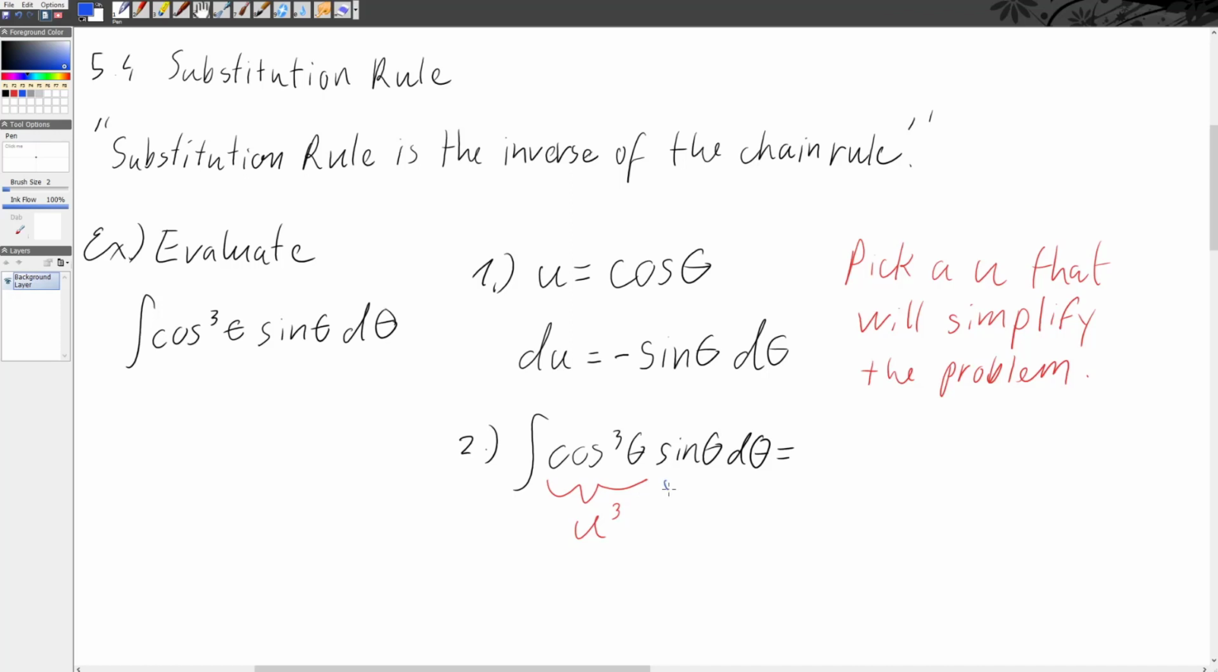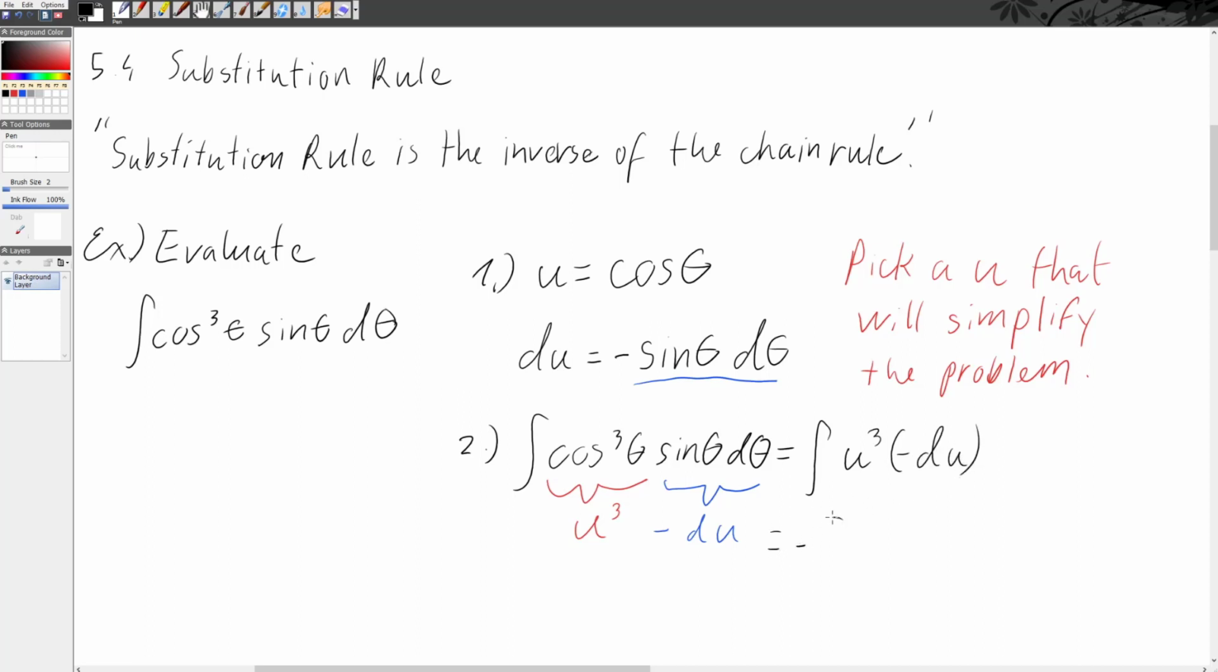And then this entire thing, well, that is negative du. We move the negative to the left hand side, and we see that on the right hand side we have sine theta d theta, which is the same over here. So we just substitute everything in. So that would be u cubed, and that's negative du.